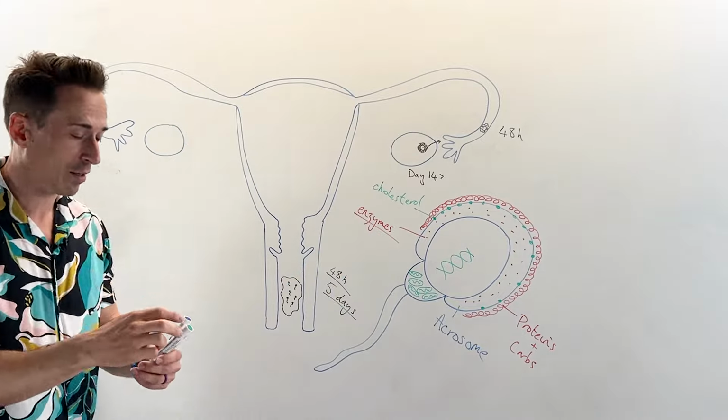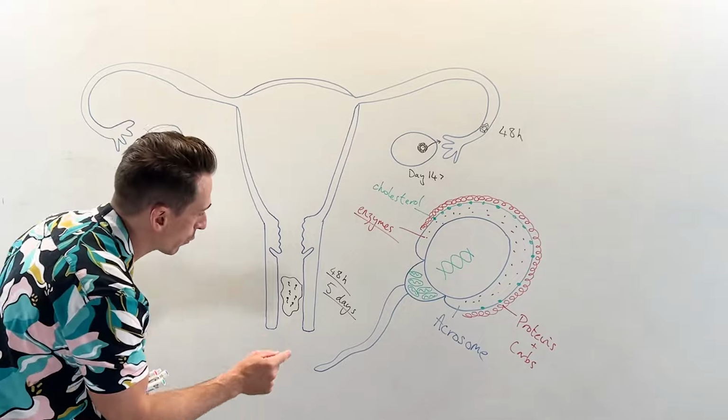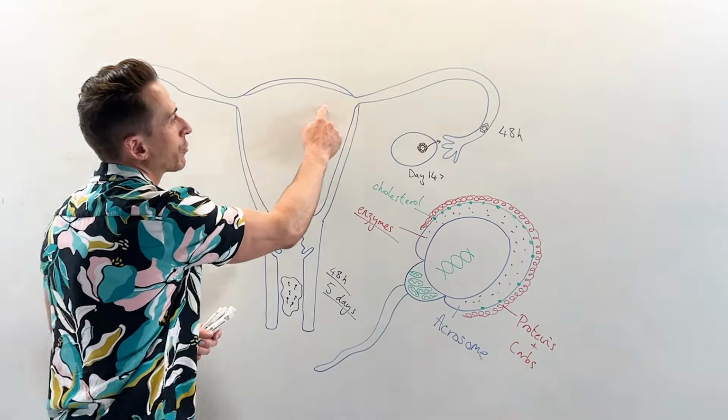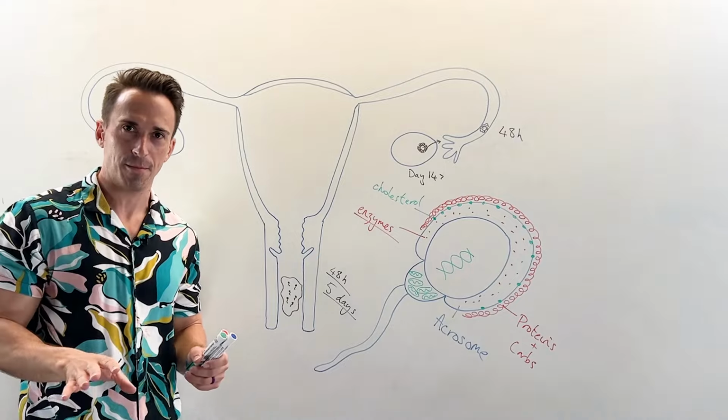Now, here's a really interesting point. Once that sperm's been deposited, it must travel through the vagina, through the cervix, through the uterus, through the uterine tube to get to the oocyte here at the ampulla. How long does that take?